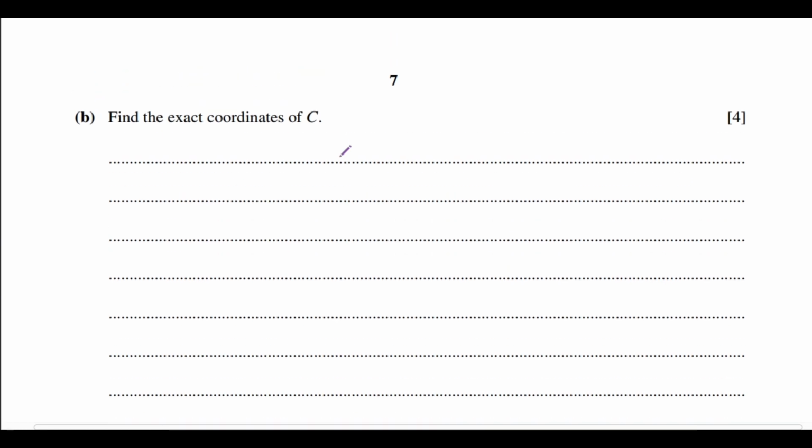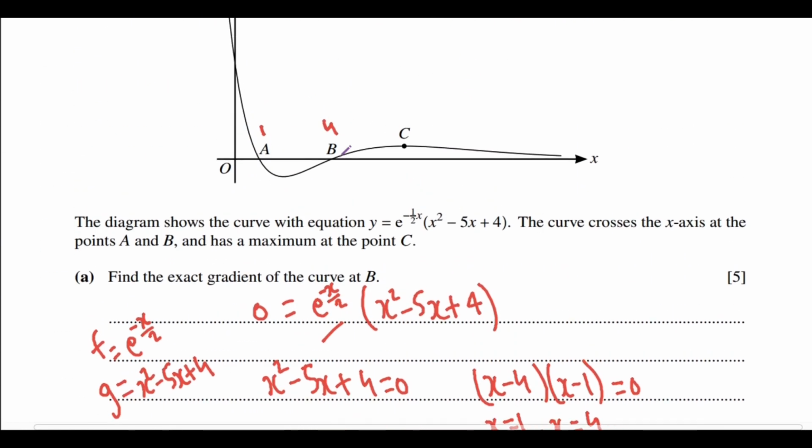Find the exact coordinates of C. So we're told here that it has a maximum point at C. Here, it has a maximum point. But we have to also remember, if you just find the derivative of this and calculate the turning points, we'll also get a value over here. But we don't need this value. We do not need this value right here. So we have to make sure we're careful about that.